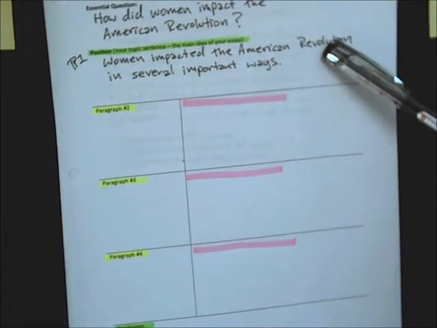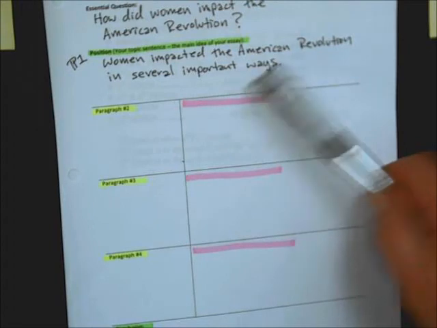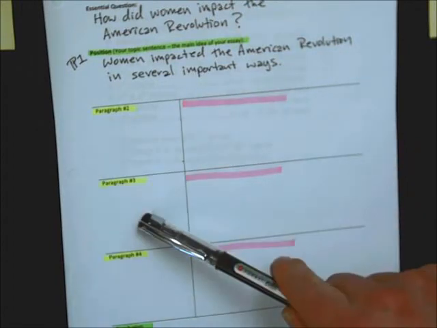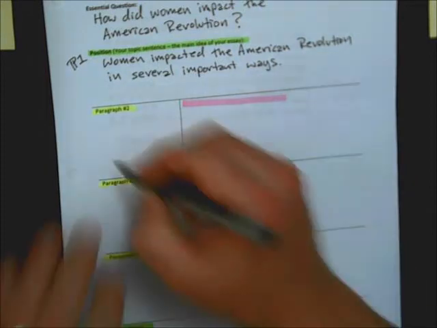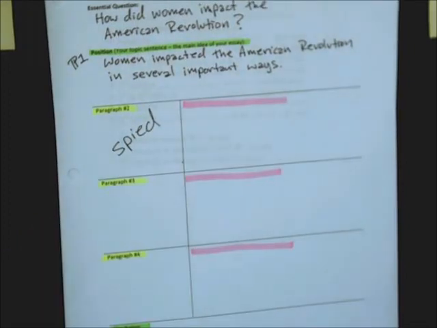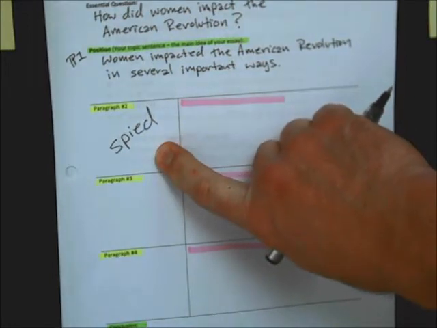Once I know what I'm writing about, now I can start to organize my paragraphs. What did I say here? That women impacted the American Revolution in several important ways. Now I've got to show one way, another way, a final way. So I could say they spied. Do I need to make this a sentence right now? No. This does not have to be a sentence. We're just doing the outline.